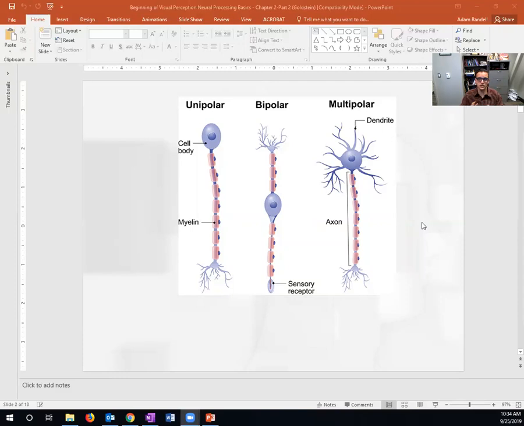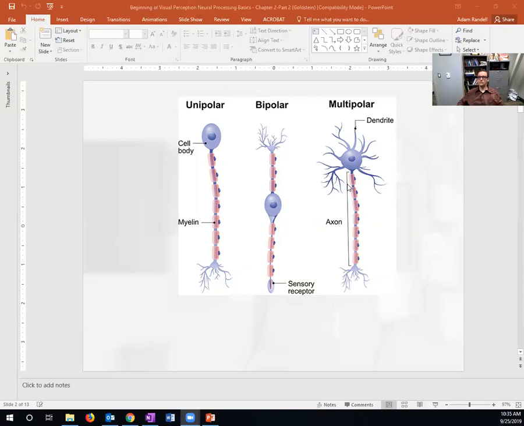The principal difference between each of these classes of neuron is how many extensions proceed from the cell body. With unipolar you've got one extension, bipolar you've got two, and with multipolar you've got one major extension known as the axon, and then you've got multiple dendrites.